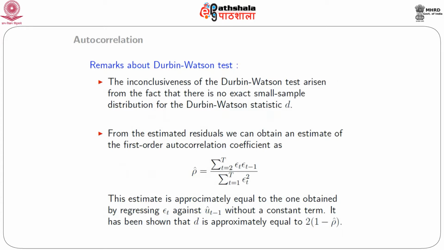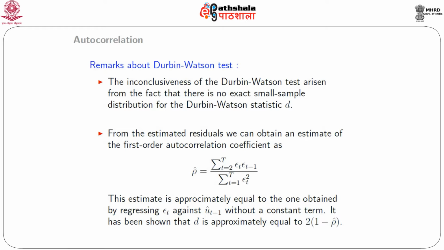Here are a few important remarks about the Durbin-Watson test. The inconclusiveness of the Durbin-Watson test arises from the fact that there is no exact small sample distribution for the Durbin-Watson statistic d. If the reader can recall, when I started discussing the Durbin-Watson test statistic, the assumption was made that the sample size n is greater than 25. So, for any sample size less than 25, or any sample which is very small in size, the Durbin-Watson test statistic does not perform very well.